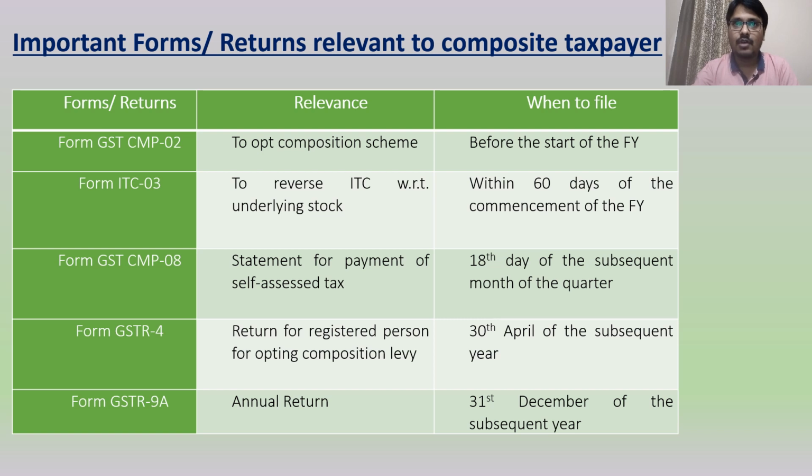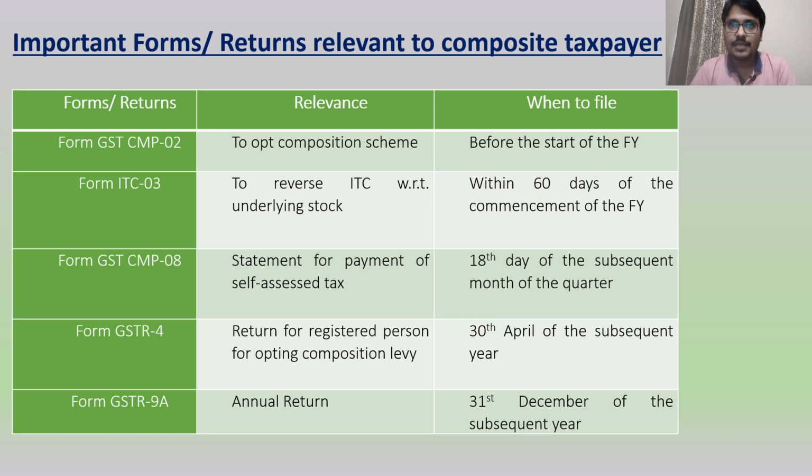Next is form ITC 03. If you are a normal taxpayer registered under the regular scheme of GST and now you want to opt this scheme, then you will have to reverse the ITC which is contained in your underlying stock of raw materials, semi-finished goods, finished goods or capital goods. This form is to be filed within 60 days of the beginning of the financial year.